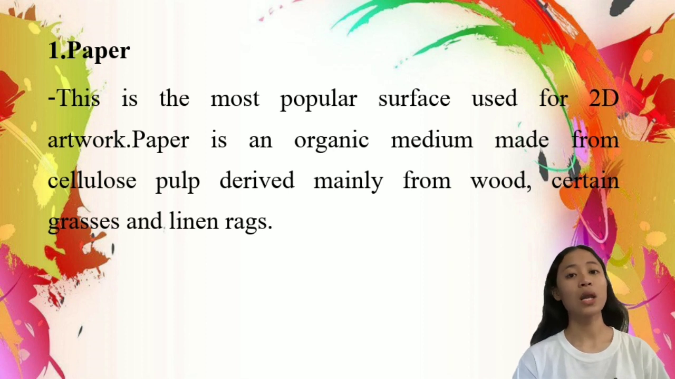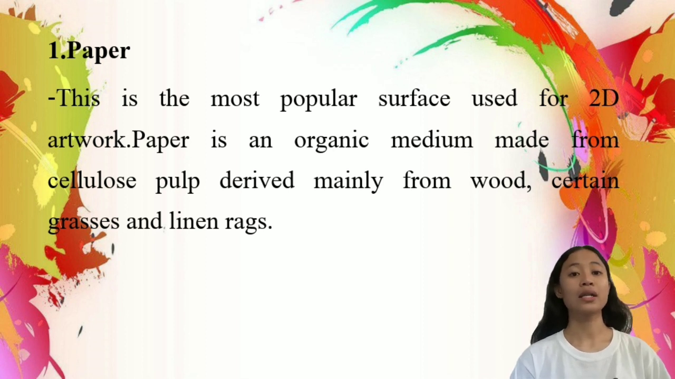And itong cellulose pulp naman na ito is the main ingredient and structural substance of paper kapag ginagawa or pinoproduce ito sa isang paper making machine. And paper is made in two steps. First, cellulose fibers are extracted from a variety of sources and converted to pulp. Second, this pulp is combined with water and placed on a paper making machine where it is flattened, dried, and cut into sheets and rolls.